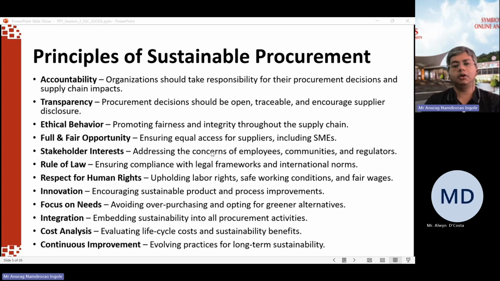Integration, embedding sustainability into all procurement activities. Cost analysis, evaluating life cycle costs, which we discussed in the earlier slides, and the sustainability benefits of whatever activities that we are doing. Then continuous improvement, evolving processes for long-term sustainability. These are some of the principles of sustainable procurement, which we have to imbibe and follow if we want to transform our current procurement function into sustainable procurement.